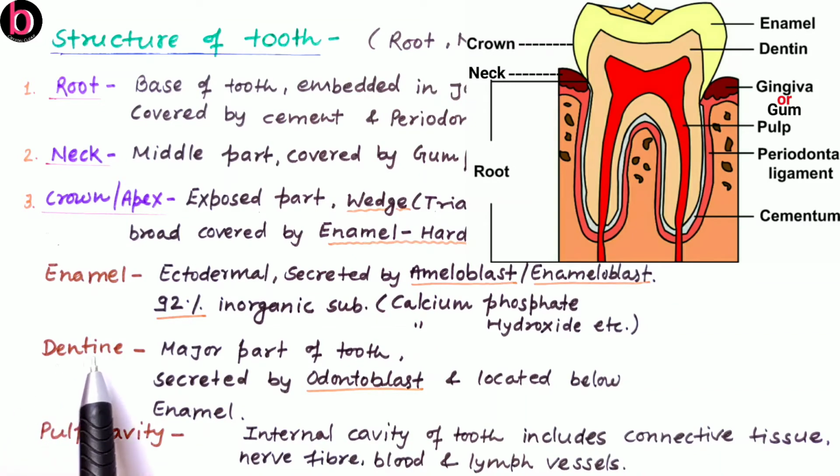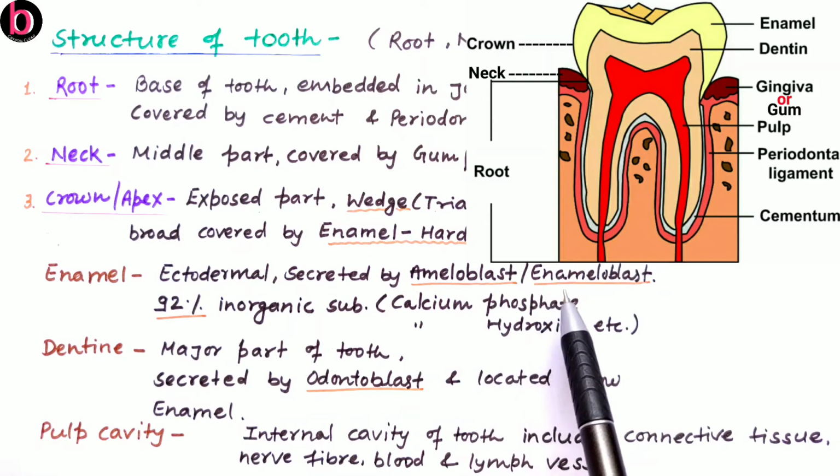The second part you can see in the diagram is dentine. This is the major part of the tooth, and it is secreted by odontoblast cells. As we discussed, enamel secretion occurs by ameloblast or enameloblast. Similarly, dentine secretion occurs by odontoblast cells, and dentine, as you can see in the diagram, is located just below the enamel layer. The last one, which is deep seated, is the pulp cavity.